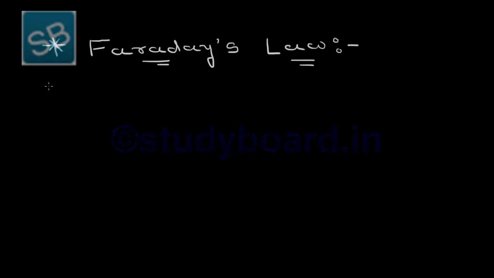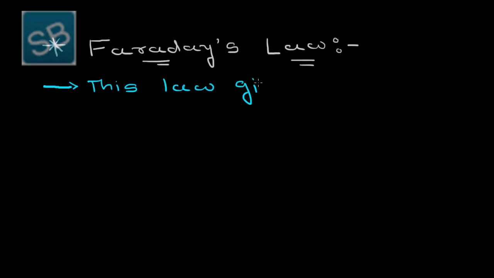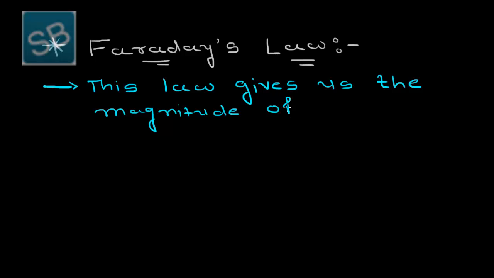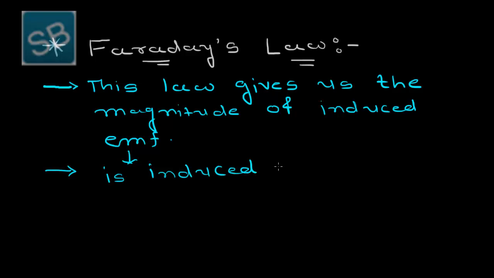Starting with Faraday's law, as we know that this law will give us the magnitude of induced EMF. And also, as we have performed the experiment, we have finally seen one conclusion that an EMF is induced on the coil, or in a coil. And with this, the magnetic flux through the coil was changing with time.